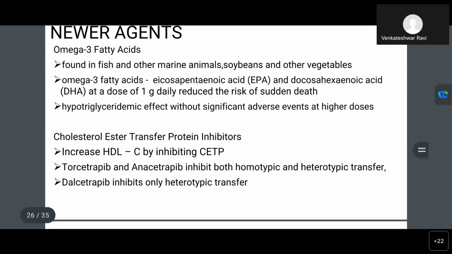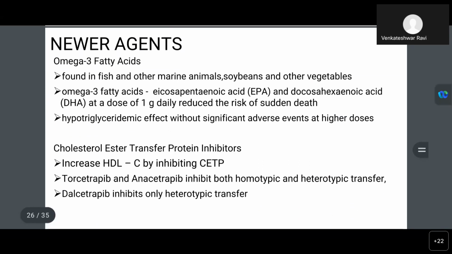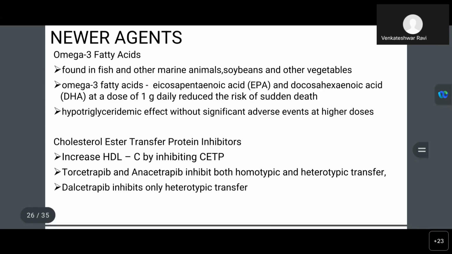Another novel drugs were torcetrapib and anacetrapib. These are cholesteryl ester transfer protein inhibitors. They inhibit the proteins that transport HDL into the cells, thereby increasing the HDL level and making good cholesterol more. And there are two types: one inhibits both homotypic and heterotypic transfer, and dalcetrapib inhibits only heterotypic transfers.